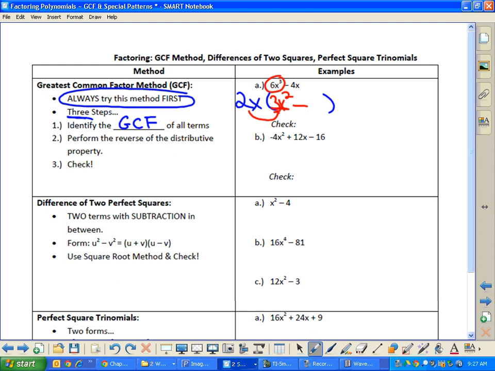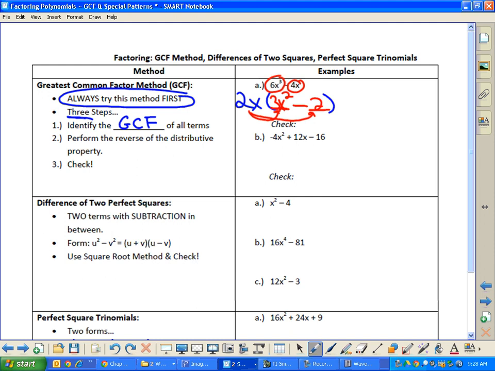And then I ask myself, 2x times what gets me back to 4x? Do you know, JT? Sure. Or I just have a minus 2. I just bring down the sign. But you could have plus a negative 2.